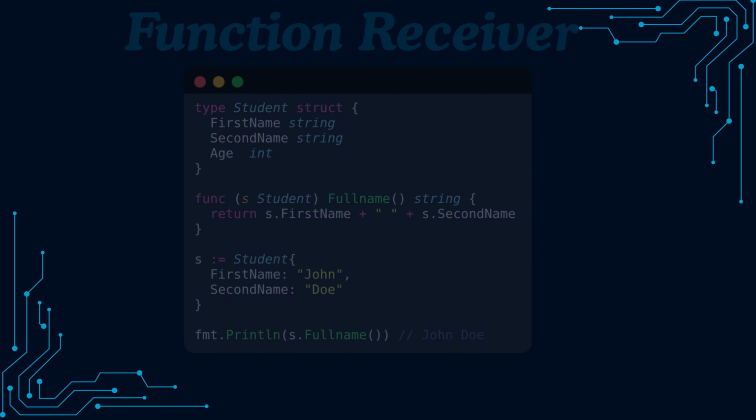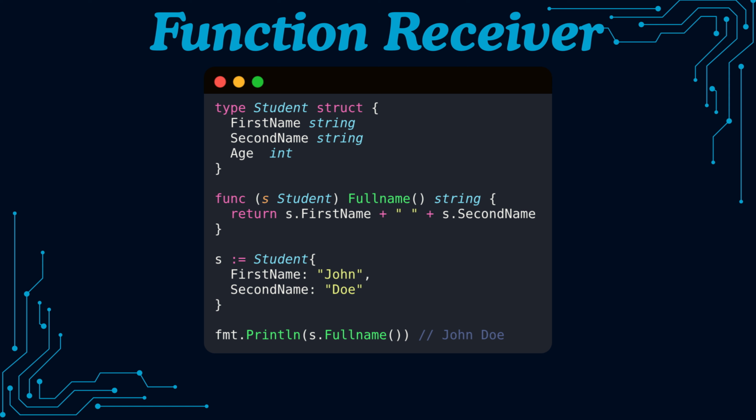Classes generally have methods, which are functions that belong to a class, that perform tasks on the data in it. In Go, a function receiver is used to add a method to a struct. In this example, we have a student struct, and we've added a full name method to it by using a function receiver. The full name method can only be called by variables with a student type.